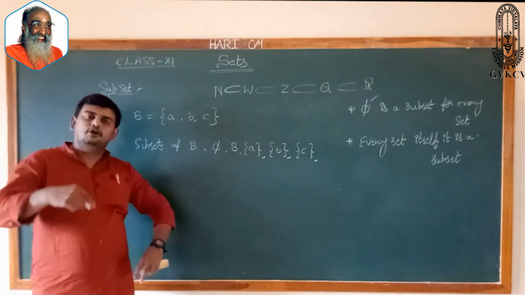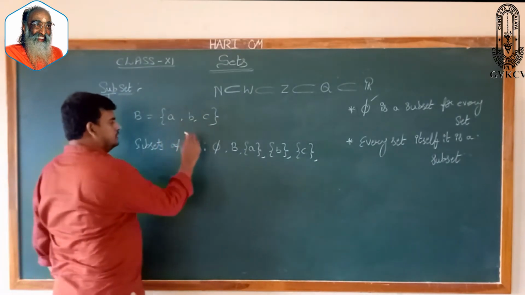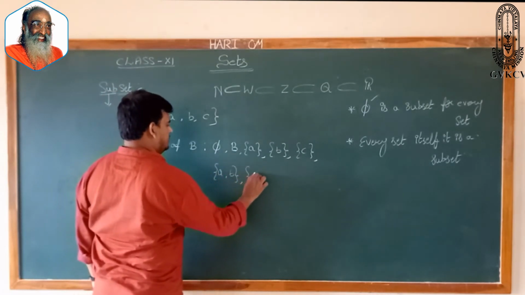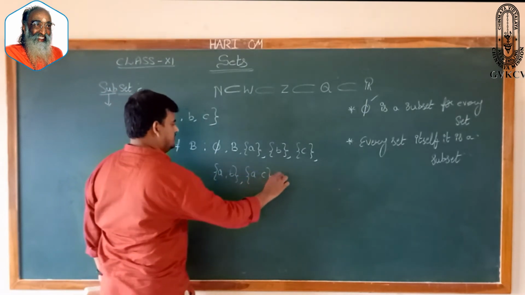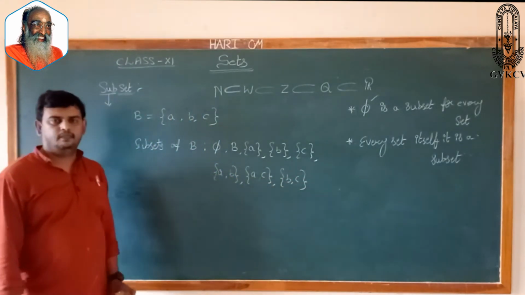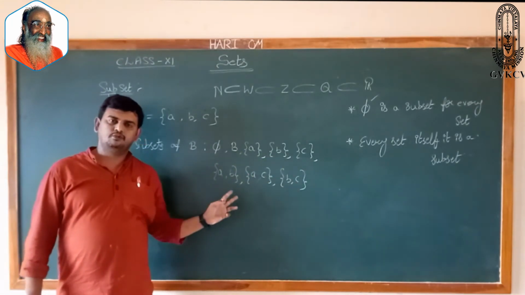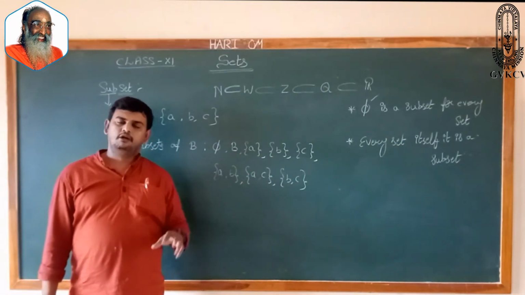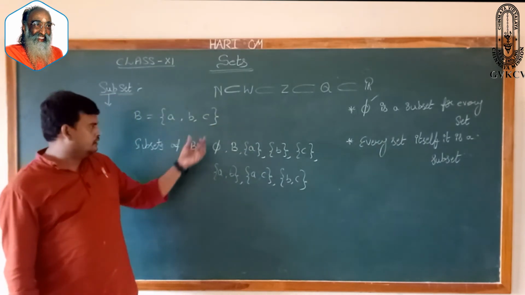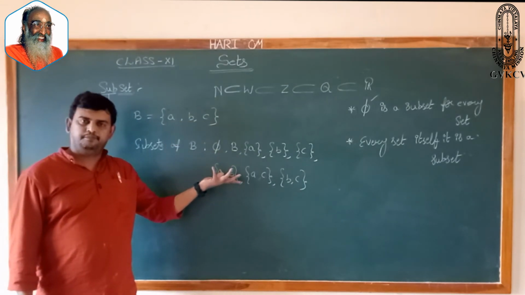Next we need to go for combinations, meaning two elements. First we consider these 2 elements: A comma B. Next we consider A comma C. Next we consider B comma C. So first we are taking individual elements. Next we are taking combinations of 2 elements. After 2, we have to take the combination of 3 elements. The combination of 3 elements is ABC, meaning the set itself.